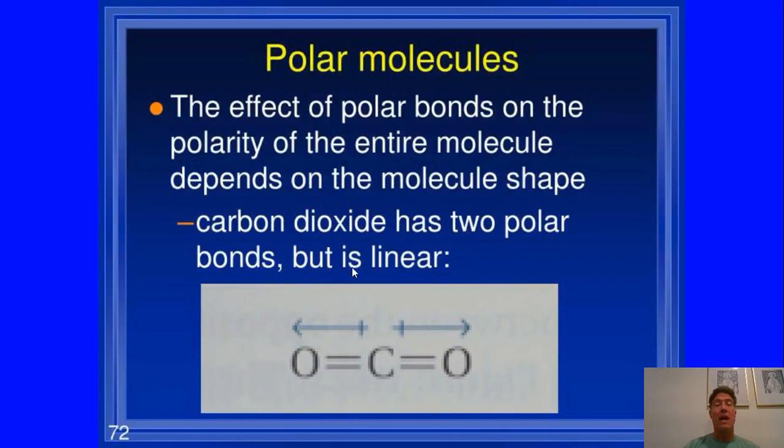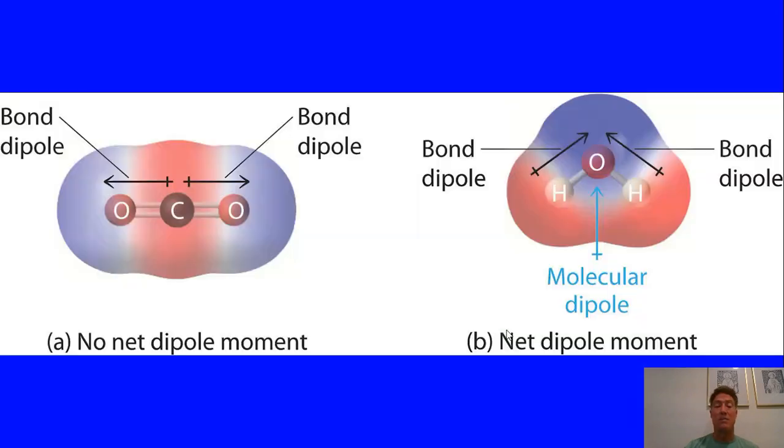And we can look at the polar bonds and the effect of the polar bonds on the entirety of the molecule, and it will depend on the shape. So in this case, oxygen is more electronegative than carbon, and so we're going to have a polarity pointing towards the oxygen. But over here we have a polarity pointing in the exact opposite direction towards this oxygen. And remember, this is a linear molecule. So these two dipoles cancel each other out across this whole molecule. So the molecule as a whole does not have polarity, even though it has two polar bonds, but those polar bonds cancel. So it has no net dipole moment. Okay, it has a dipole in this direction, dipole in this direction, but they cancel.